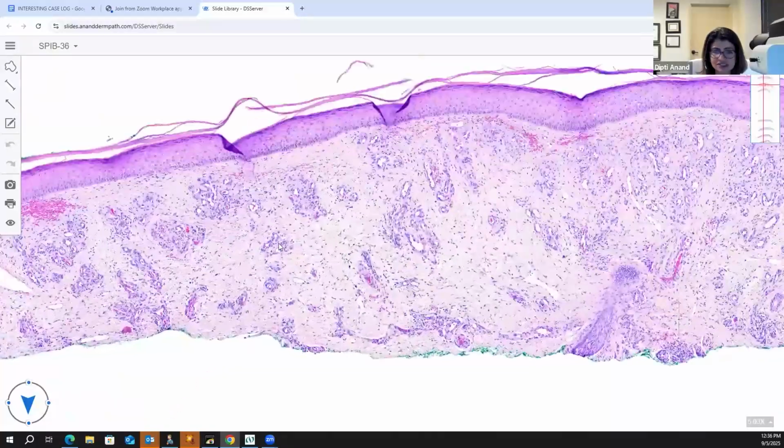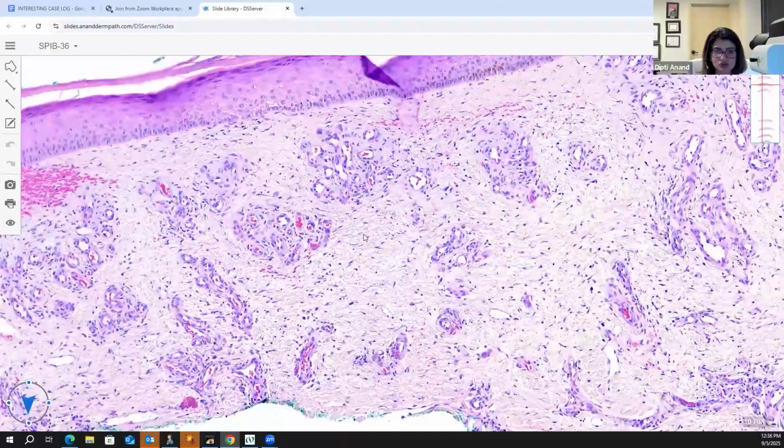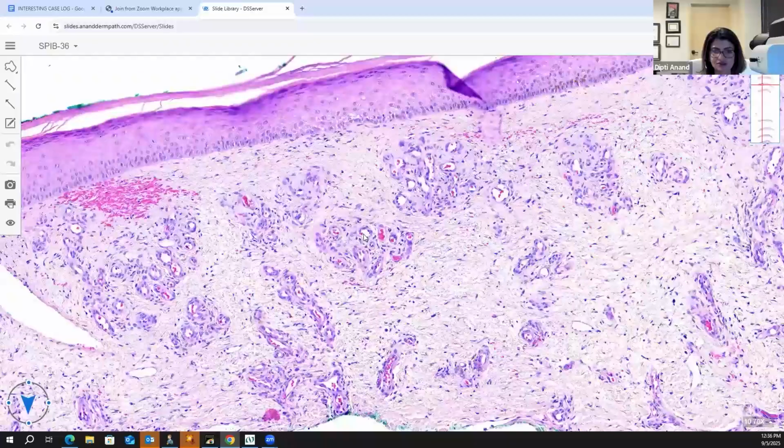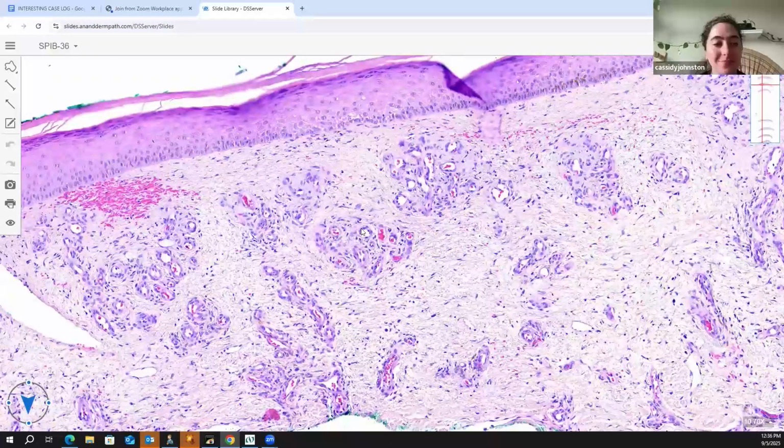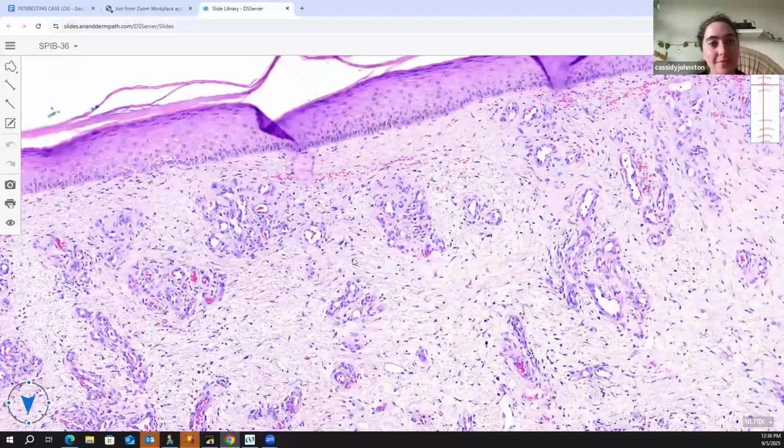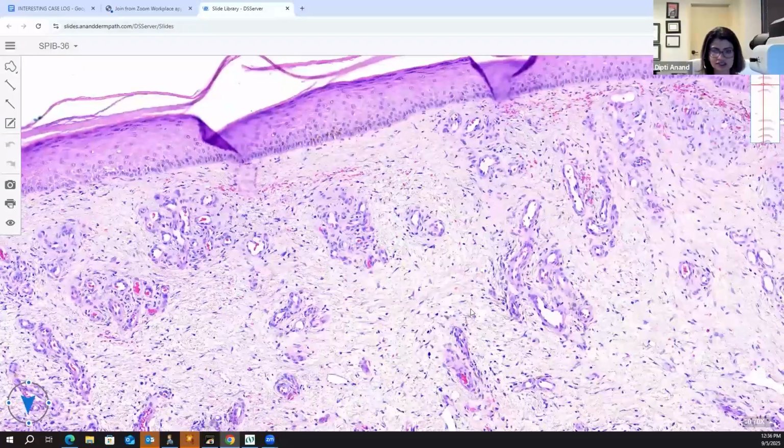If you didn't have stasis in there, what other entity would look like this? Acroangiodermatitis. So that they could ask you that and it would look the same, right? It's more of a clinical distinction.